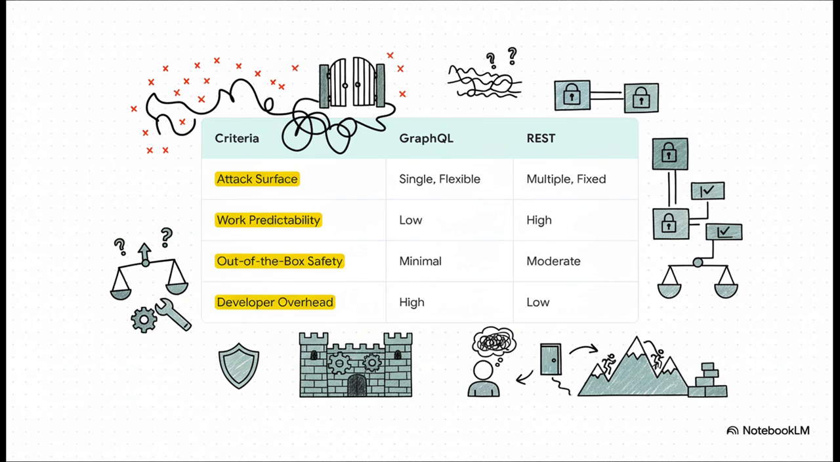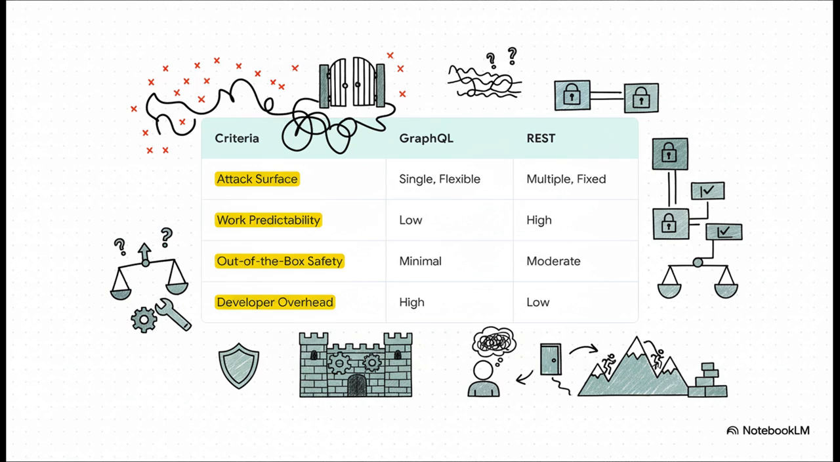First up, attack surface. With GraphQL, you've got that single, infinitely flexible endpoint, which is a massive target. REST, on the other hand, has multiple, fixed, predictable endpoints. Point for REST. Next, work predictability. With REST, you know exactly what kind of workload to expect from each endpoint. With GraphQL, an incoming query could be tiny or it could be a monster. You just don't know. Another point for REST.